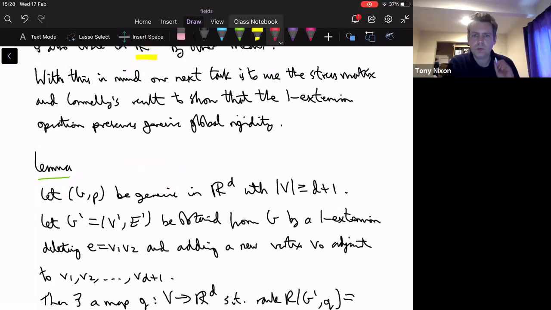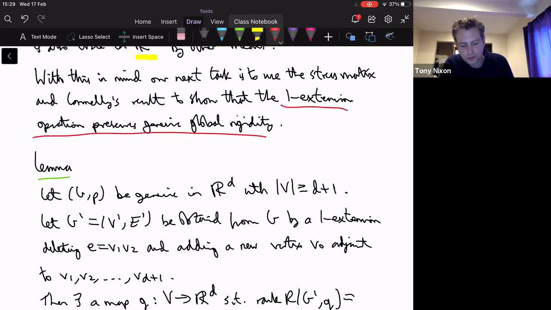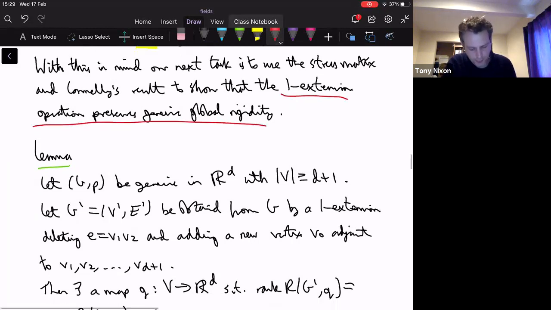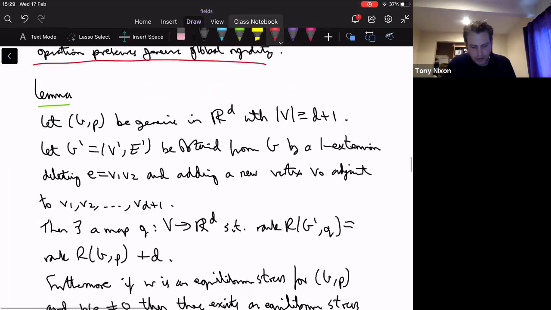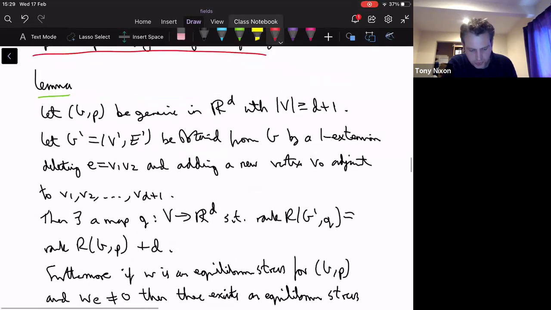Okay, so now we understand what the stress matrix is, and we know if we have a maximum full rank stress matrix, then we're globally rigid generically. So we want to use this to show another result of Connolly's from the same 2005 paper, which is the one I used on Friday without proof in the one-dimensional case, that the one extension operation preserves generic global rigidity. So now I want to prove this. There's going to be several results. The first one mainly will convince you, and then the rest is kind of technical details, I guess.